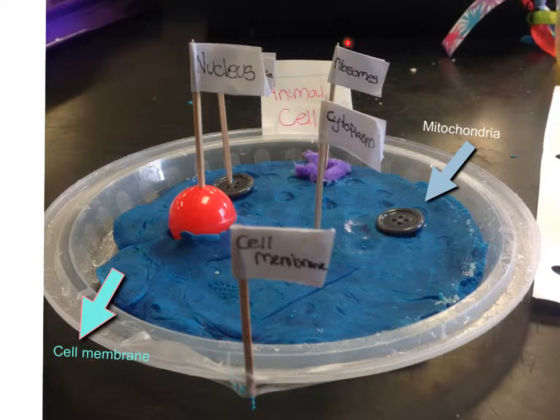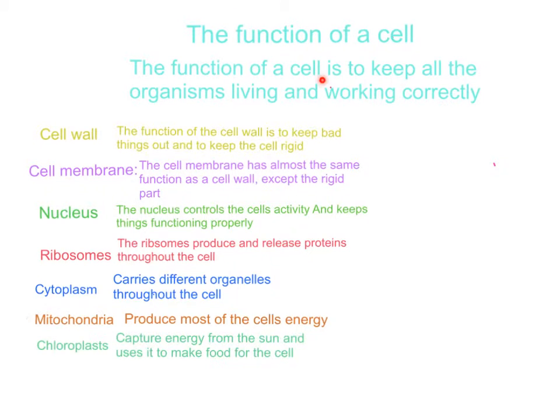This is my animal cell model, and the different parts of an animal cell are mitochondria, ribosomes, nucleus, cell membrane, and cytoplasm. The function of a cell is to keep all the organisms living and working correctly.